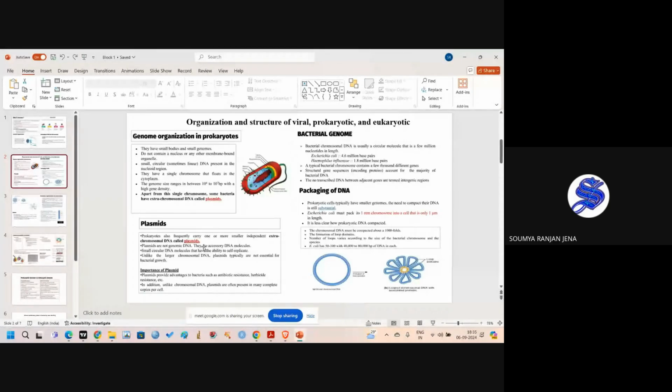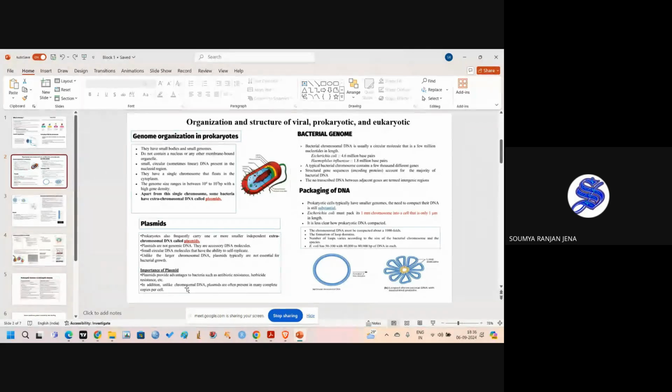Unlike the larger chromosomal DNA, plasmids typically are not essential for bacterial growth. This DNA is not necessary for bacterial growth. Only chromosomal DNA is necessary for bacterial growth. Then what is the importance of plasmid? Plasmids provide advantages to bacteria such as antibiotic resistance and herbicide resistance. As we know about antibiotic resistance, this plasmid creates antibiotic resistance in bacteria.